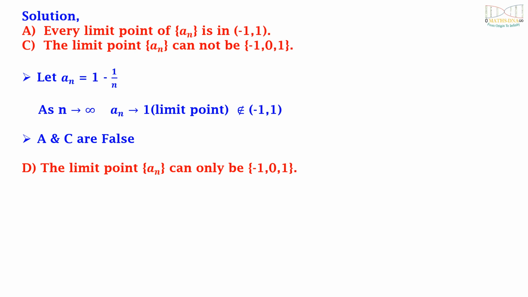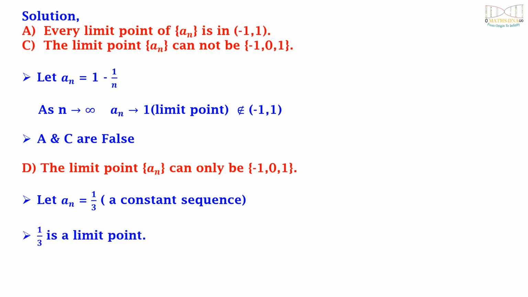Now for option D, the limit point of an can only be -1, 0 and 1. Consider a constant sequence an equals 1 by 3. Then 1 by 3 is a limit point, and so D is also false because we got a limit point other than -1, 0 and 1. Now the only remaining option is B. So the correct answer is option B.